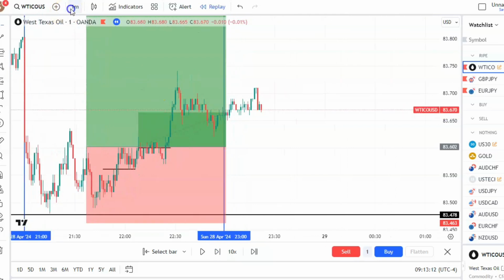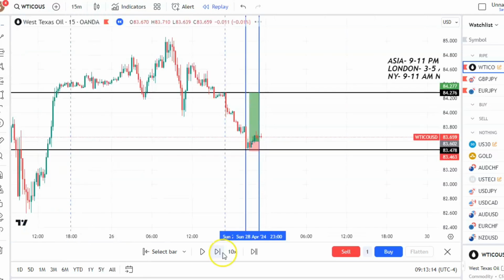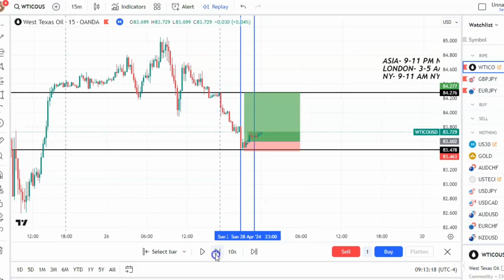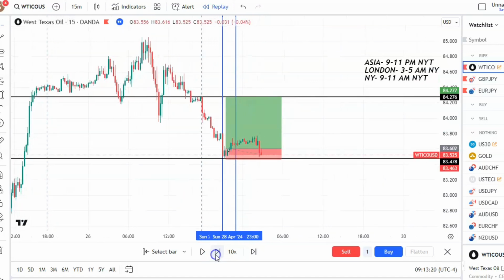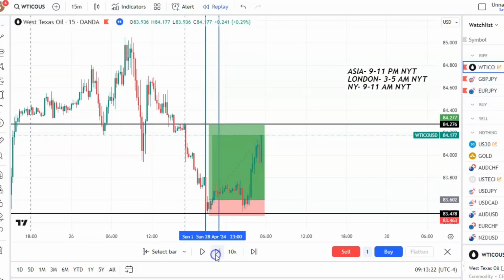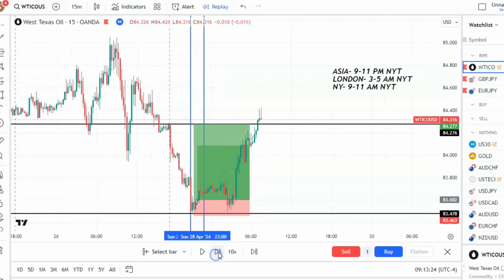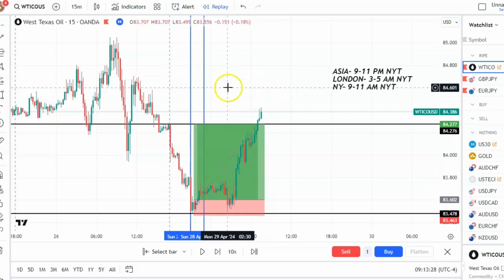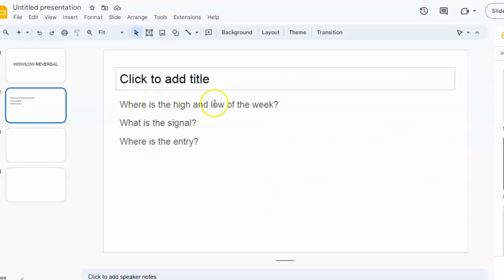And anyway, to save time, you can go back and test it yourself. Price did its thing for a few hours, and then later in the London session, we had the move back up to the high of the day. So this is very simple. Just answer where the high and the low of the week is, wait for the signal at the high of the week, and then look for the entry.